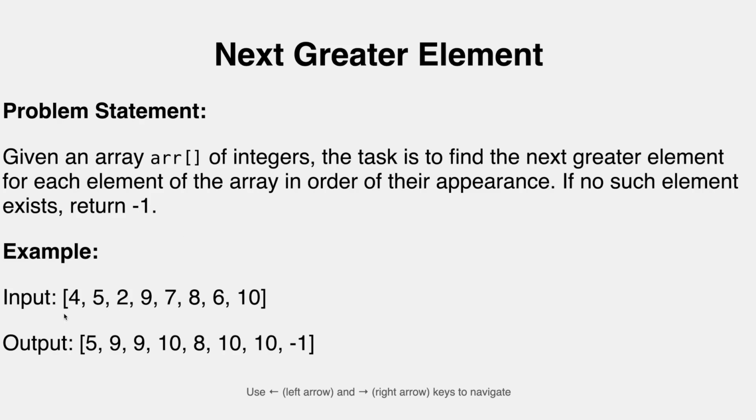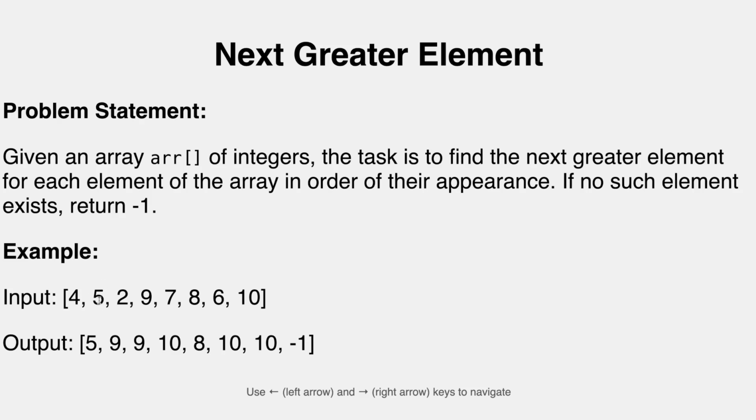So maybe what I can do is take the example of this input. What they are saying is that for every number in this particular array, I have to find out the next immediate greater element than this current element, and list that down in my output array for that particular element. For example, for 4, the next greater element is 5, the very next element. So in my output, I will have 5 in this position.